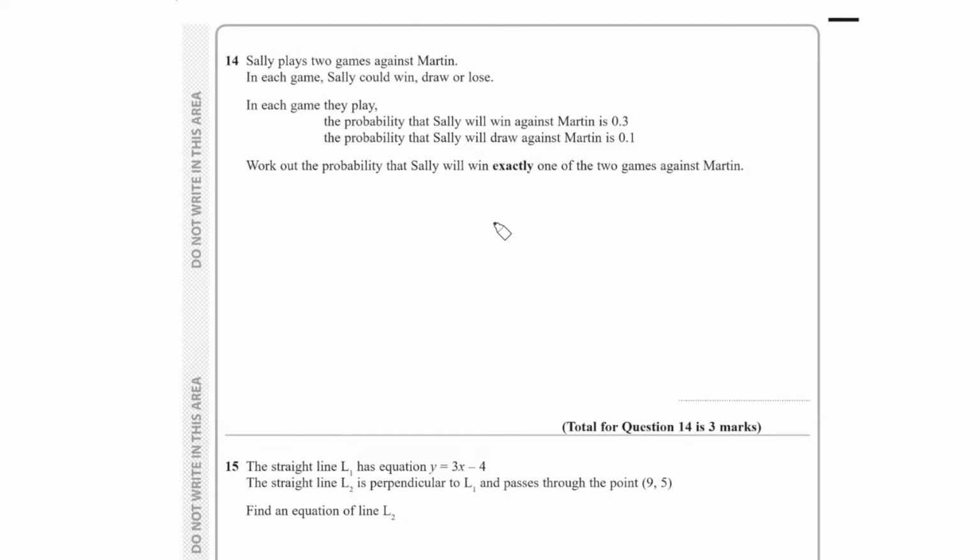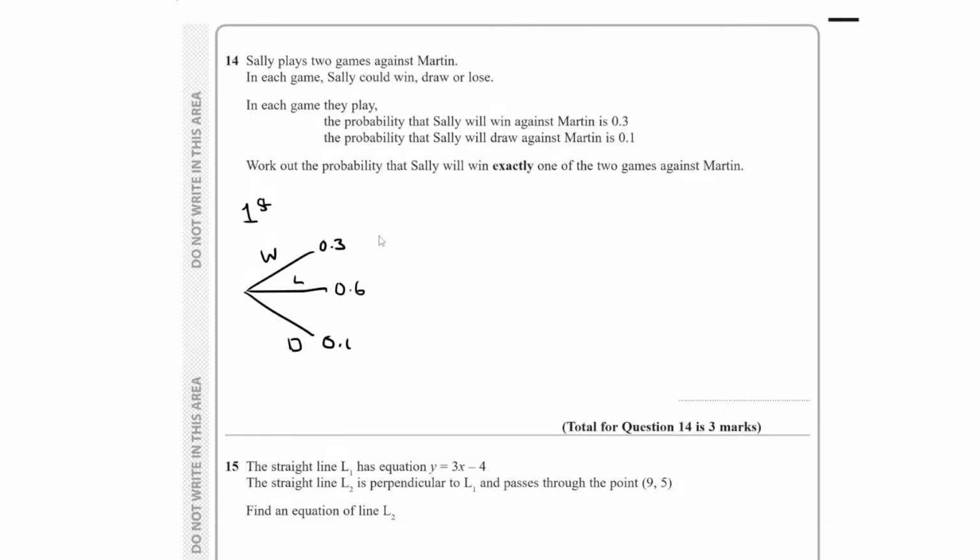Now, I like to set this up as a probability tree. Again, you don't have to, but I just like to. I like to see it visually. So there's 3 options. So the first game, win, lose, or draw. We've been told win is 0.3, well, draw is 0.1, so then lose is 0.6. You can work that out because it has to add up to 1, doesn't it?